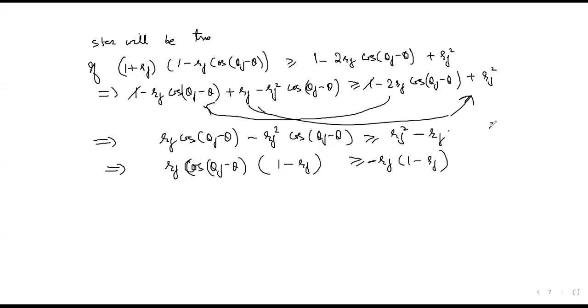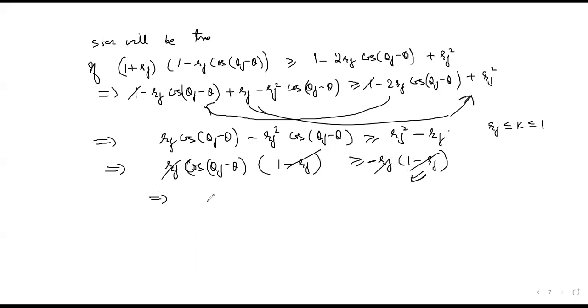Why? Because rj is less than or equal to k, which is less than or equal to 1. So this is a non-negative thing, and you can just cancel it out on both sides, right? It won't make any difference. So it implies that rj also cancels, because it is of course positive.